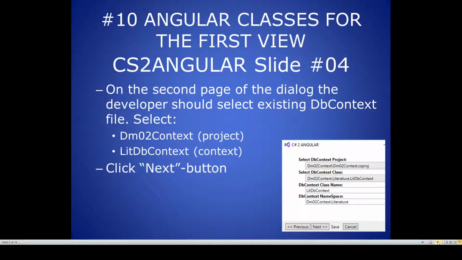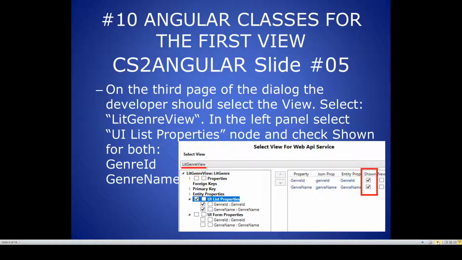Slide number 4. On the second page of the dialog the developer should select existing DB context file. Select DM02 context, that is a project. LitDB context, that is a context. Click Next button.